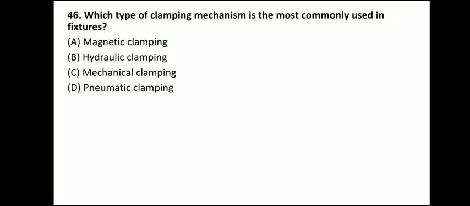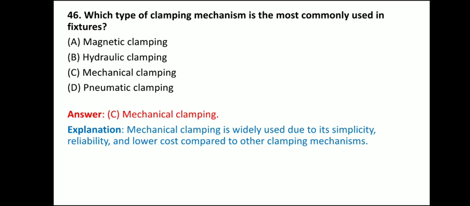Next question. Which type of clamping mechanism is most commonly used in fixture? The answer is mechanical clamping. So mechanical clamping is most widely used. Mechanical clamping is widely used due to its simplicity, reliability, and lower cost compared to other clamping mechanism.